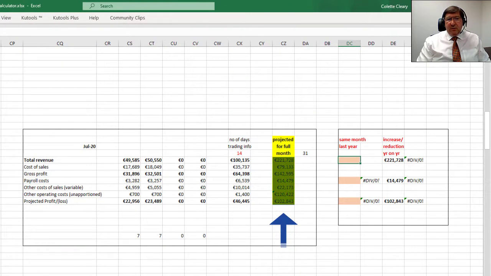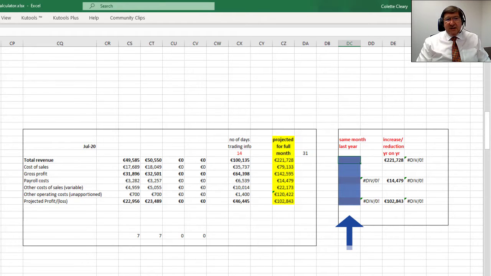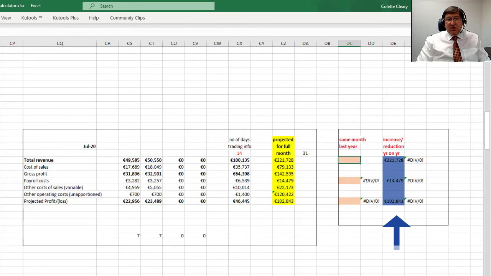For the corresponding month in the previous year, you can enter actual revenue, payroll costs, and departmental profit in the highlighted section, and the sheet will calculate the expected year-on-year change in these metrics in absolute and in percentage terms.